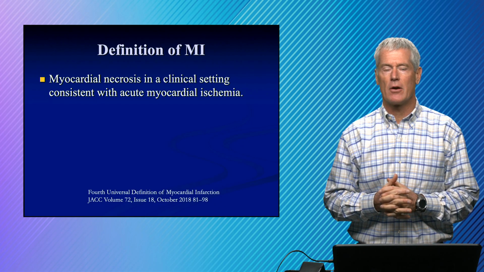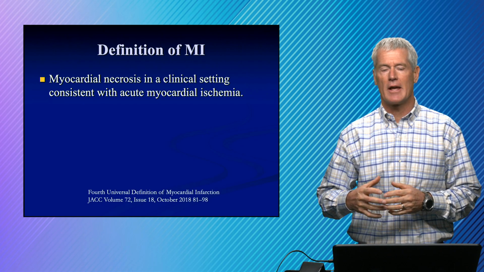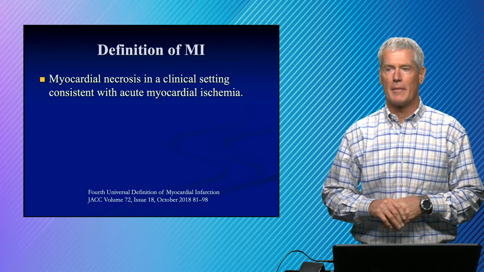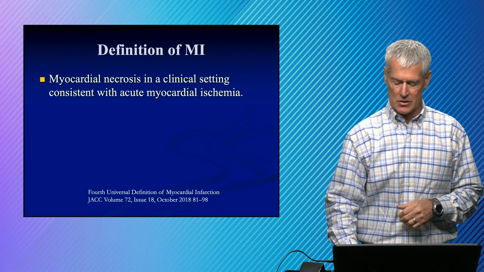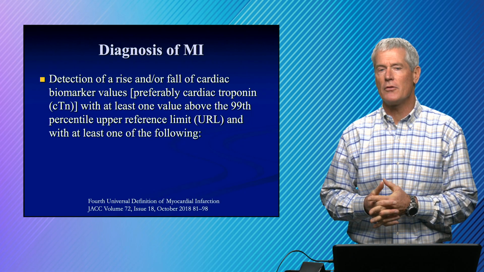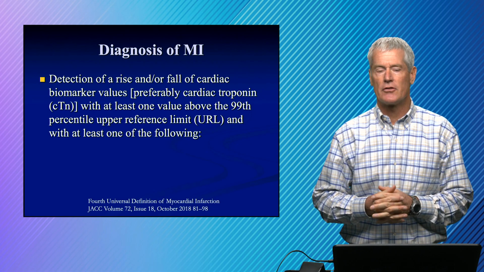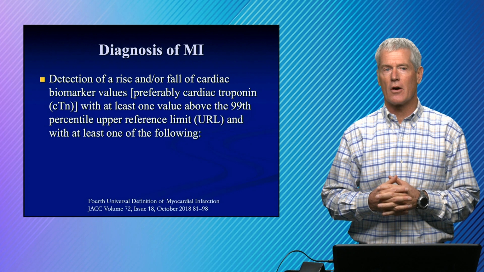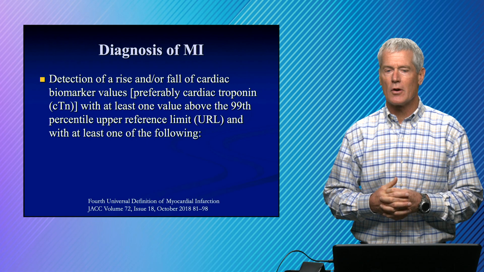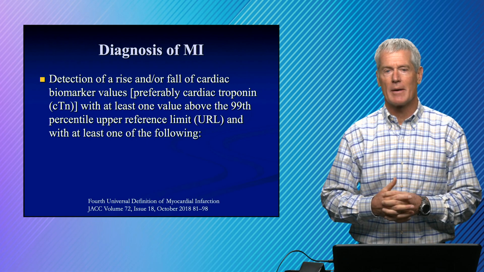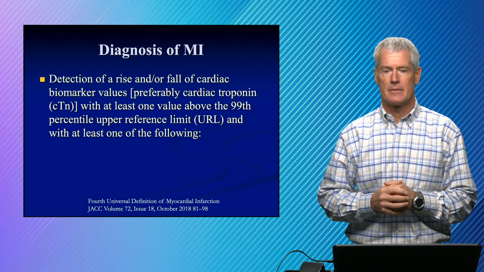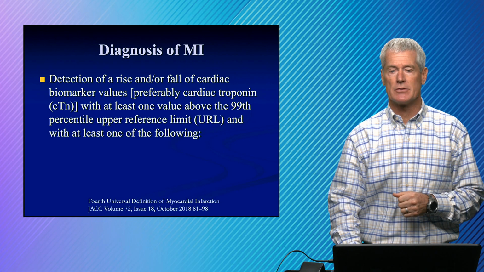What is the definition of an MI? The definition of an MI is myocardial necrosis, so that's cardiac cells that are dying in a clinical setting consistent with acute myocardial ischemia. Typically that's associated with chest pain. So the actual definition really is almost defined by laboratory values. It starts with a rise and/or fall of a cardiac biomarker, and we'll have a separate topic on the cardiac biomarkers. Preferably we're talking about troponins, and most likely highly sensitive troponins, with at least one value above the 99th percentile, and some clinical symptomology.